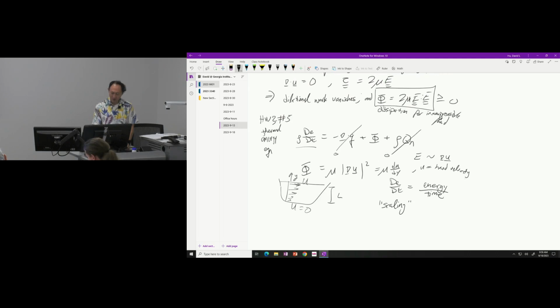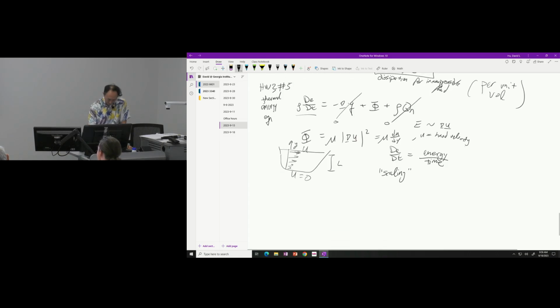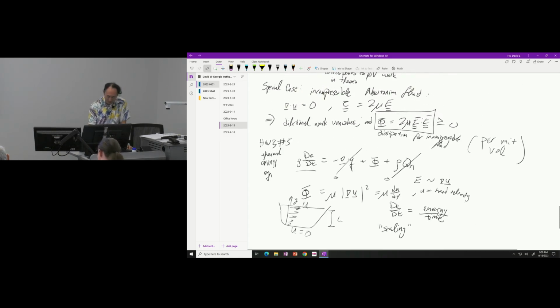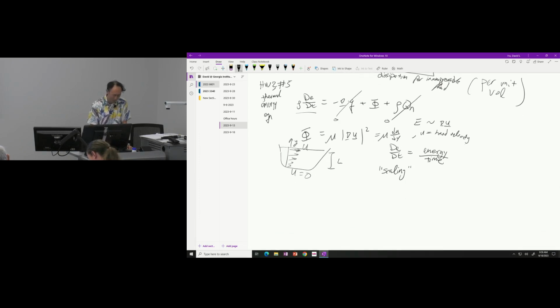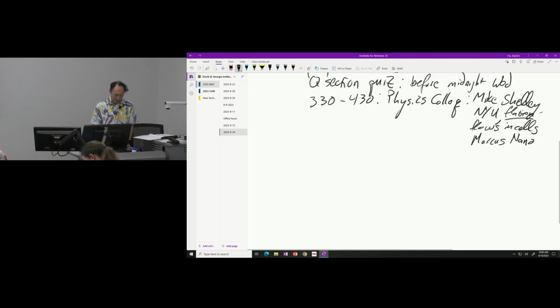So this phi will give you a dissipation per unit volume. Remember, these terms are all per unit volume, so you have to multiply by the volume of your bathtub to get the right units. This gives you the time rate of energy, and from that you can figure out how long you need to do that to get it up to the boiling temperature. All right.